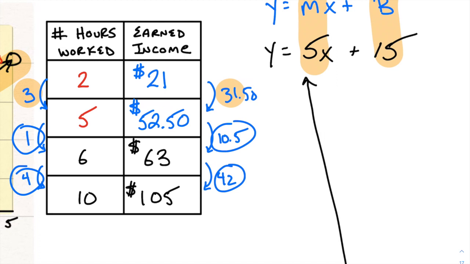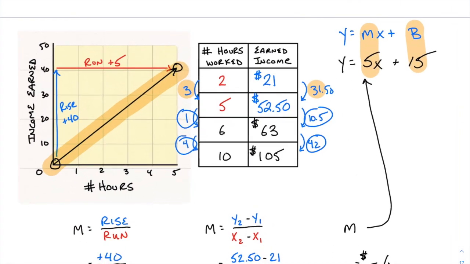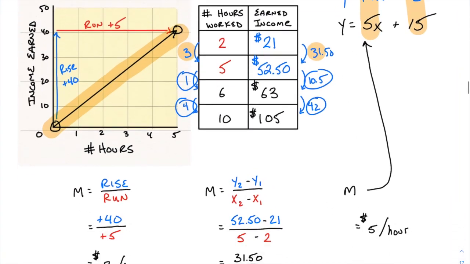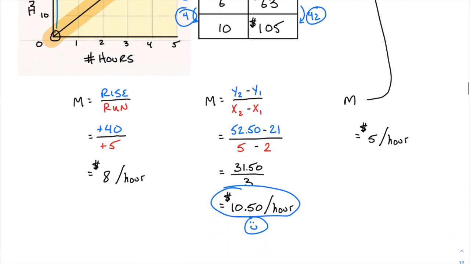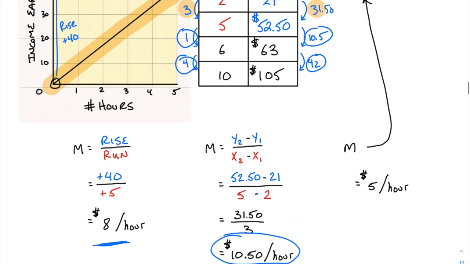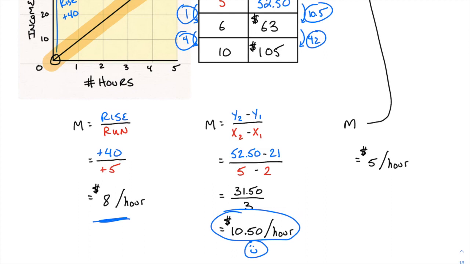generic slope-intercept form and my black example, where 5 is my slope and 15 is my y-intercept. So I could graph that very simply, and that would be a straight line. We also can pull off of this the slope of each one of these. On the left, the slope is $8 per hour. In the middle, $10.50 an hour, and on the right, $5 per hour.